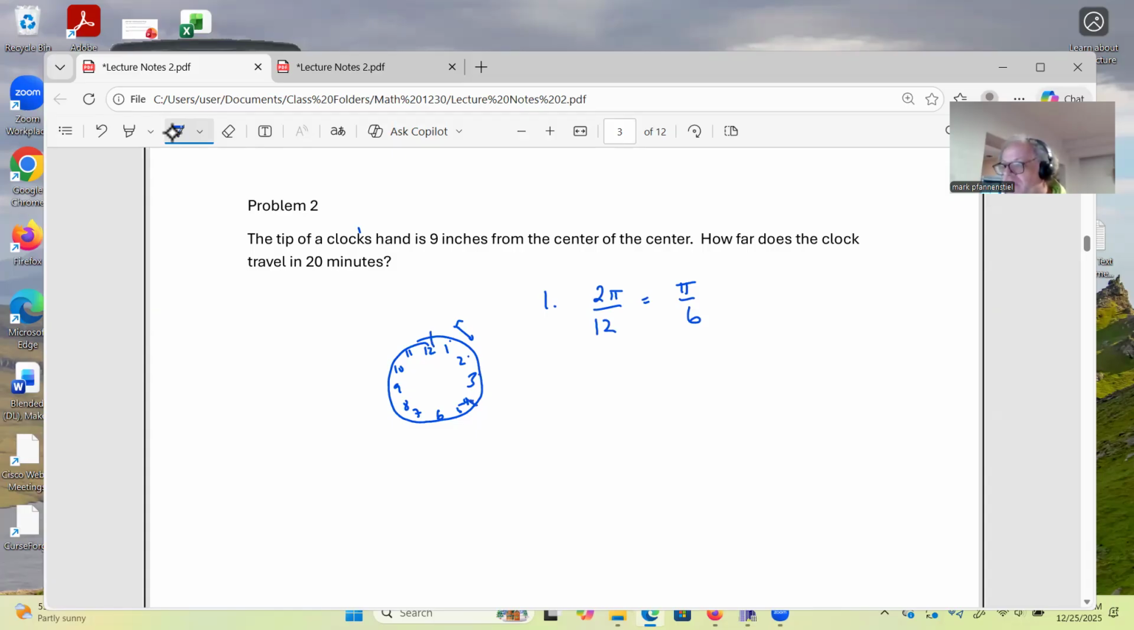We have 4 numbers that we're going to pass through. So we're going to say 4 times pi over 6 and get our whole angle here. That's going to give me 2 pi over 3 as my angle.